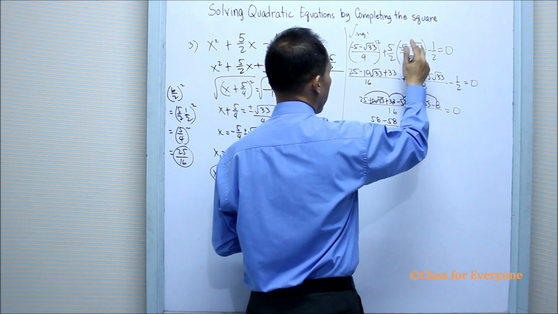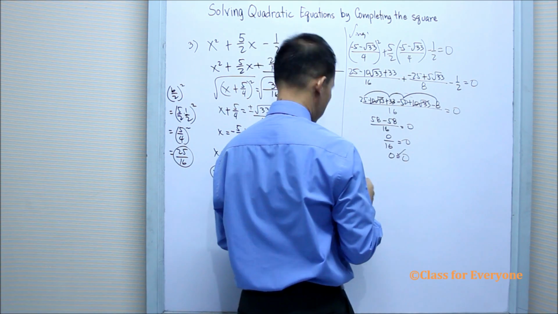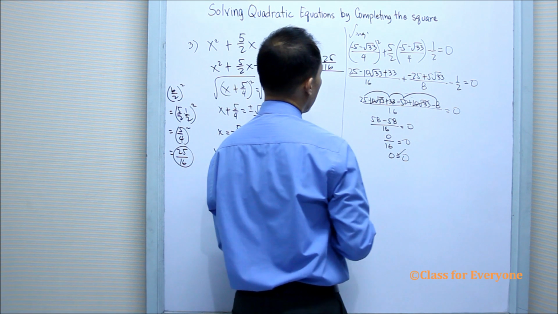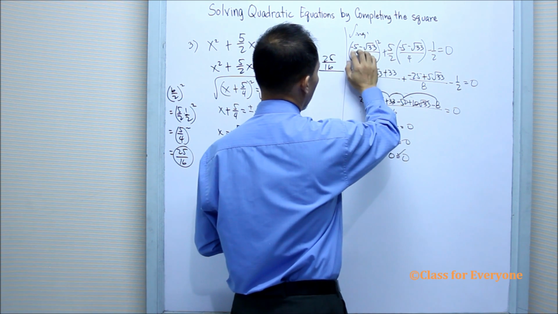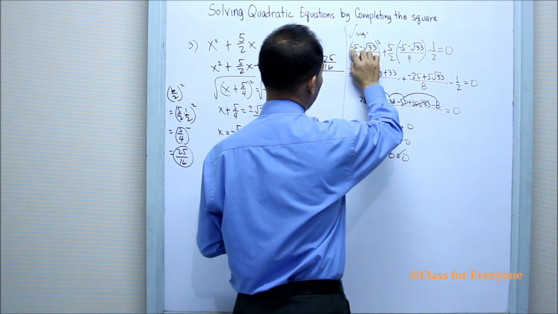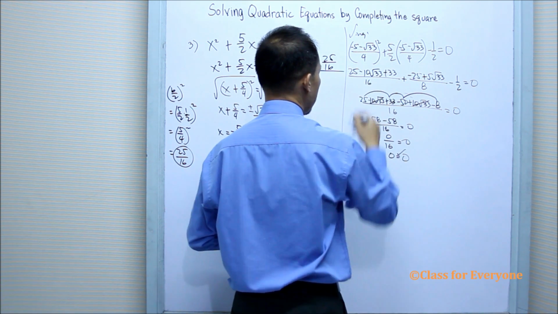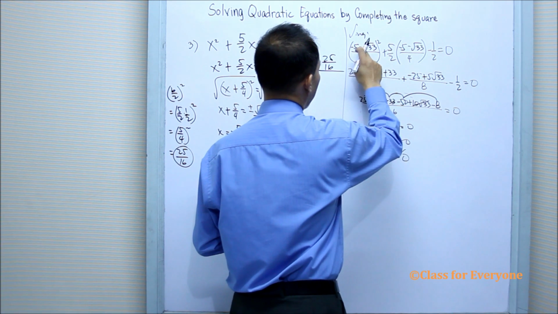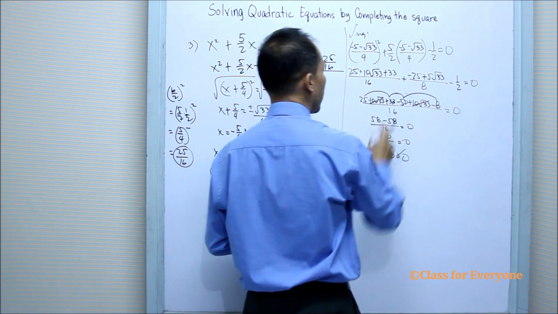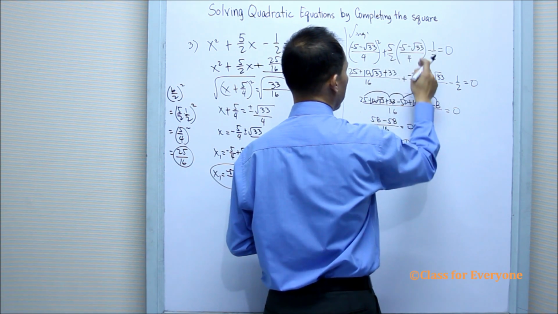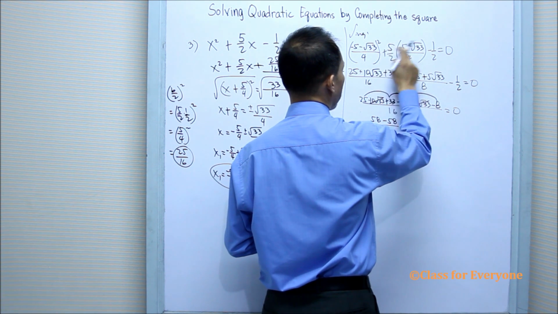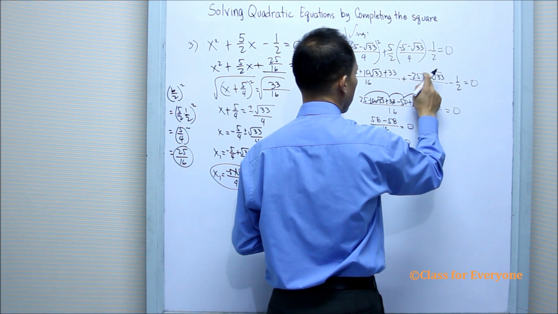For the second root, the only difference is this will be a negative, and this will also be negative. The others are the same. Let's try to find out. So here, we're going to square this. Negative times negative is positive, so this will be positive. Negative times negative is positive. And then, positive times negative is negative, so this will be negative.